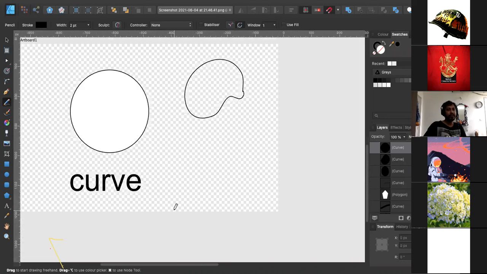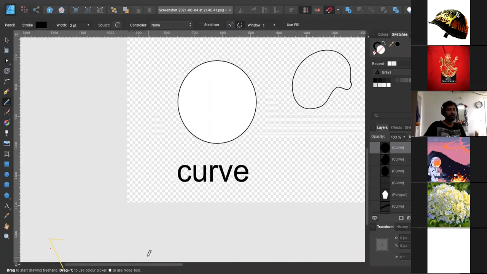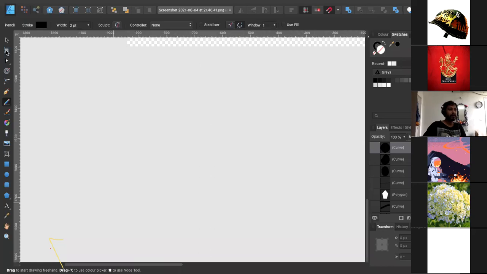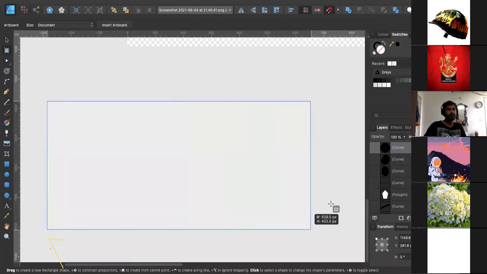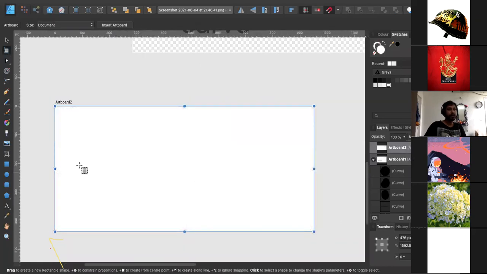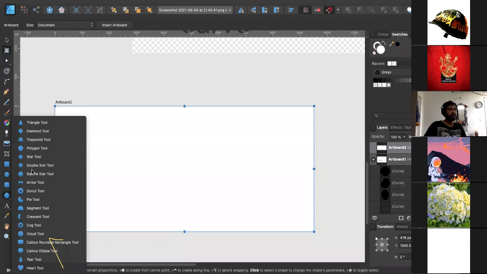Okay. So let me create another artboard. Change the color. Give it a color. Now it's easier for me. So let me draw a polygon.